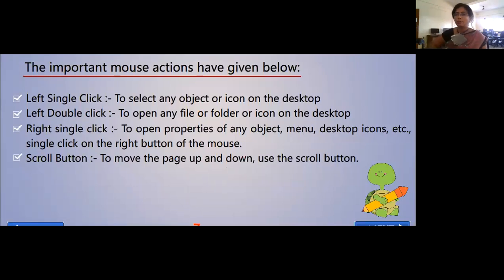If we want to select any object, or any icon on the desktop, or if you want to open any file on your computer, you usually use left click to select it. If you want to select it, you use a single left click. But if you want to open that particular icon or file, you are supposed to do a double click. With a single click, your files or folders will just be selected, they will not open. For opening any files or folders, you are supposed to go for a double click from your desktop.